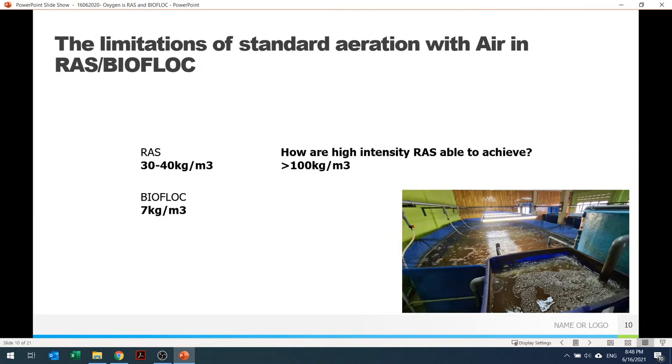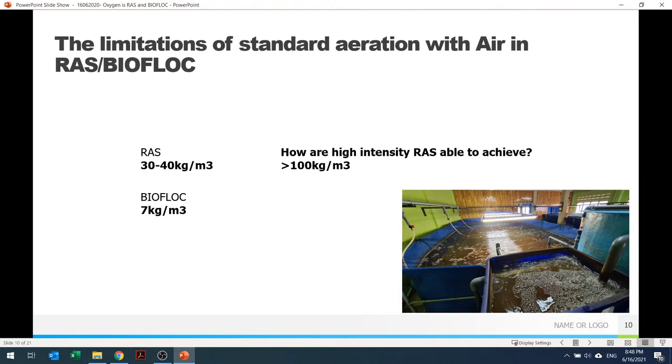So if we look at a traditional RAS system, at what intensity do we typically encounter this problem? If you're running a clear water system at about 30 to 40 kilograms per cubic meter, you would realize that, yeah, I don't need any pure oxygen.